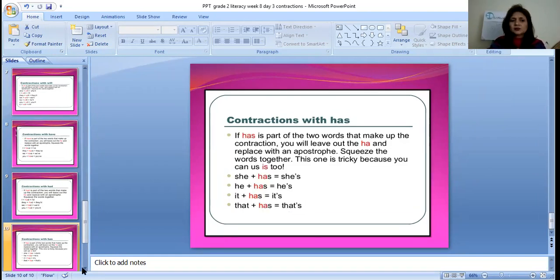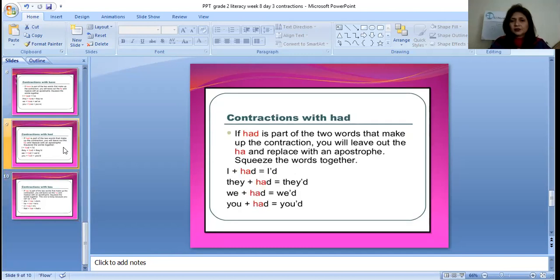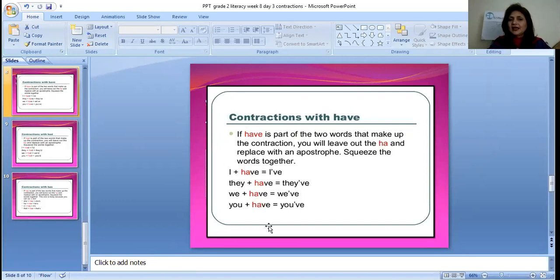Okay, contractions with has. First we will do contractions with had and have. If have is part of the two words that make up the contraction, we will leave out HA and replace it with an apostrophe. I plus have is equal to I've. They plus have, see how it is written, they've. We plus have, we've. You plus have, you've.